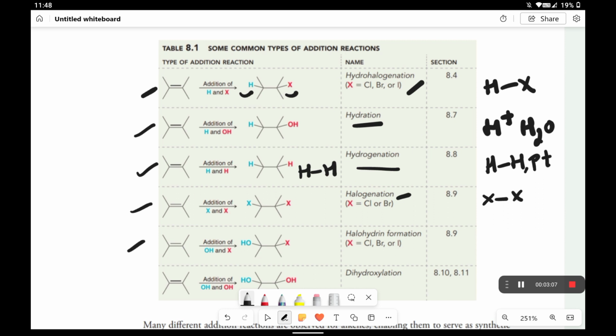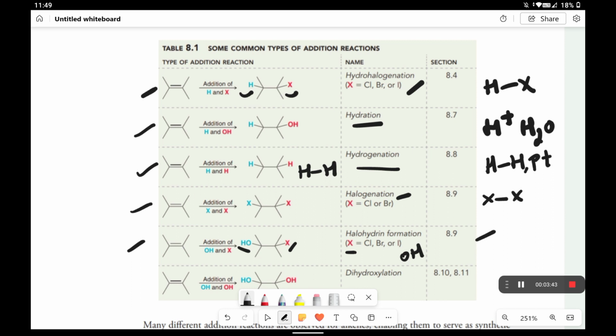Next one is the addition of one OH group and one X group. Actually we have not discussed this. It is not in your syllabus, but you have to remember this. Addition of one halogen atom and addition of one OH group is called halohydrin reaction. Halo means addition of a halogen, and hydrin means addition of an OH group. One halogen and an OH group are added across the carbon-carbon double bond. You call that halohydrin reaction.